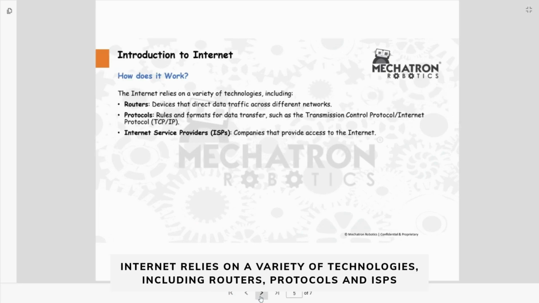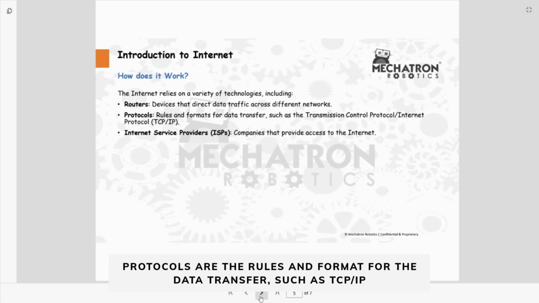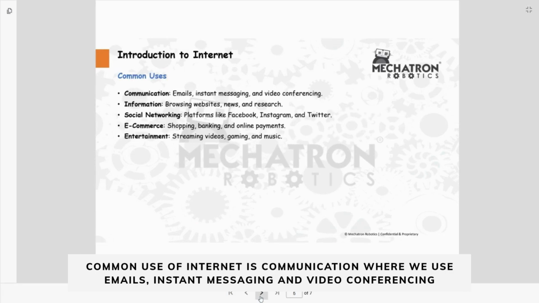How does it work? The Internet relies on a wide variety of technologies, including routers, protocols, and ISPs. The routers are the devices that direct the data traffic across different networks. Protocols are nothing but the rules and the formats for data transfer, such as TCP/IP, that is Transmission Control Protocol or Internet Protocol. And ISP is nothing but an Internet Service Provider, the companies that provide the access to the Internet.